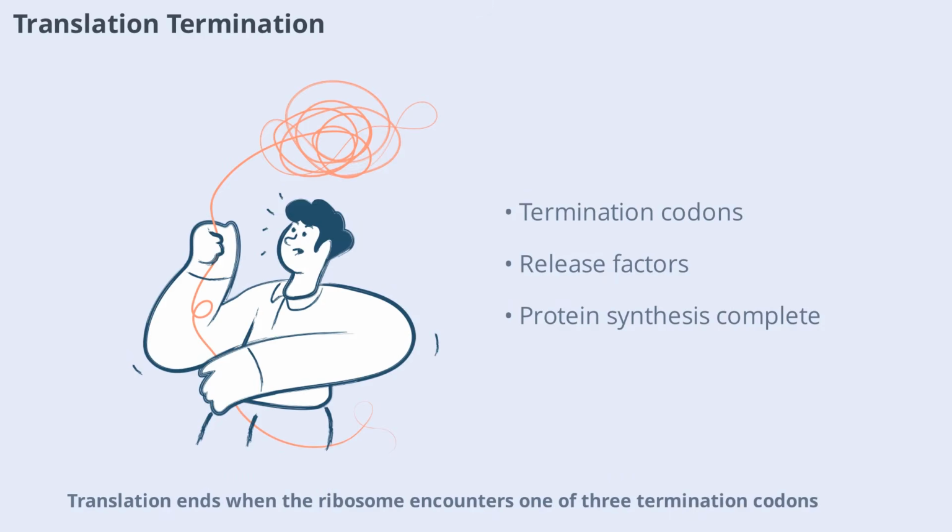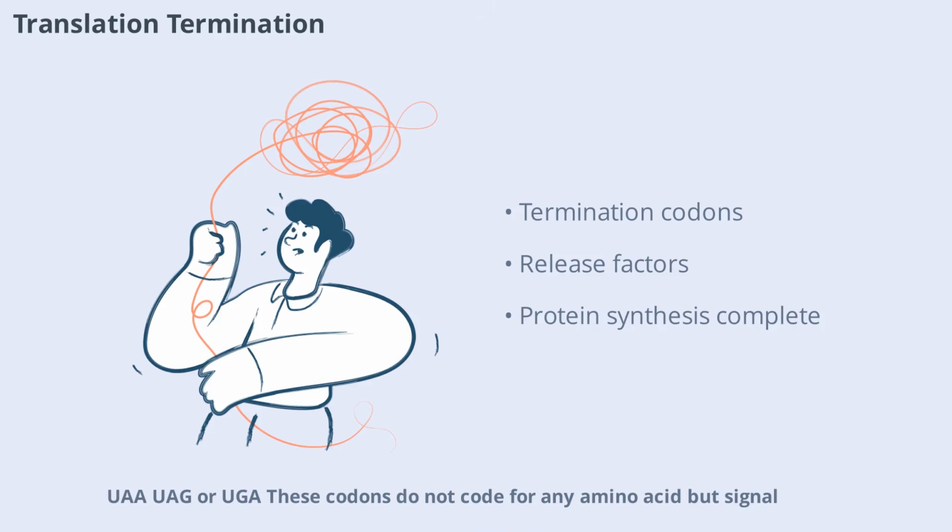Translation ends when the ribosome encounters one of 3 termination codons, UAA, UAG, or UGA. These codons do not code for any amino acid, but signal the release factors to dissociate the polypeptide and tRNA from the ribosome, completing protein synthesis.